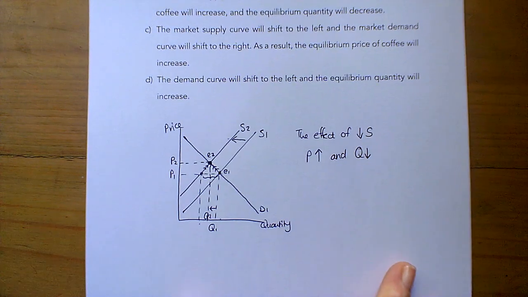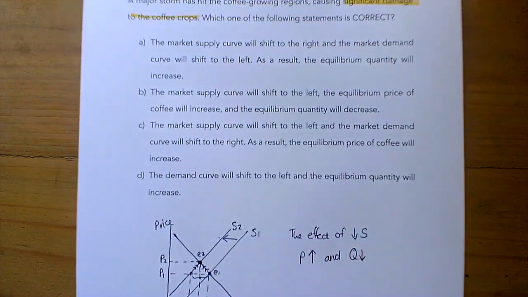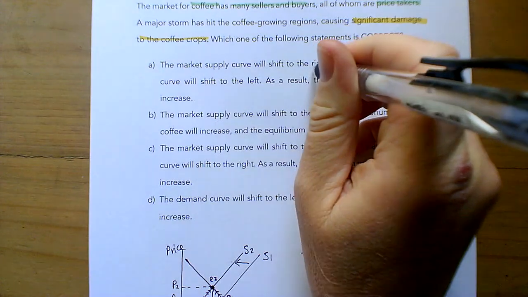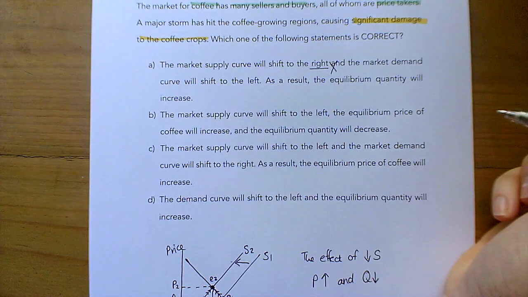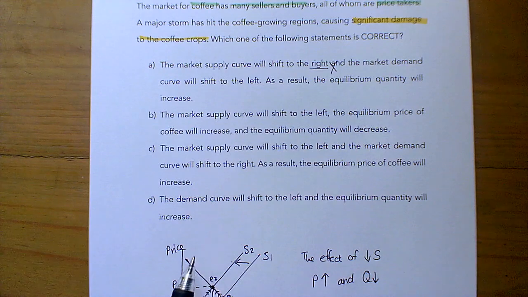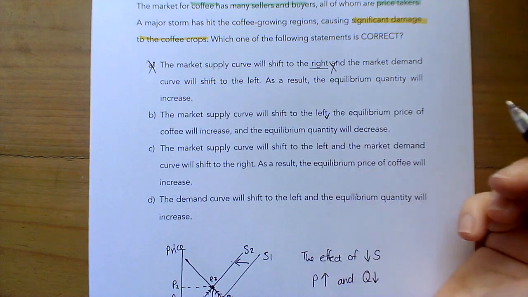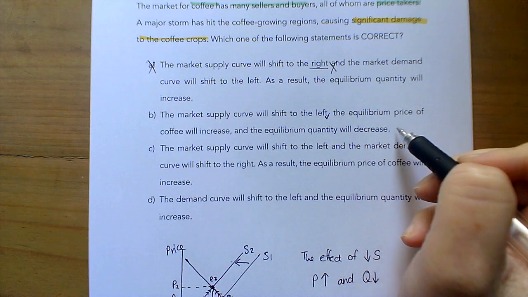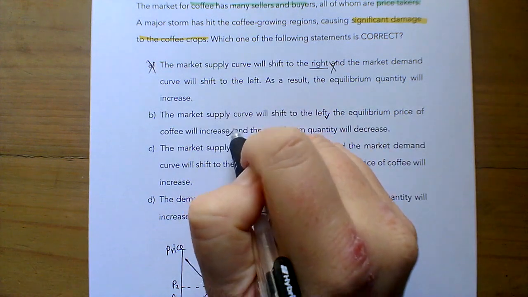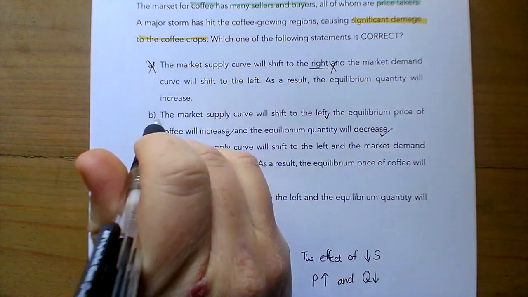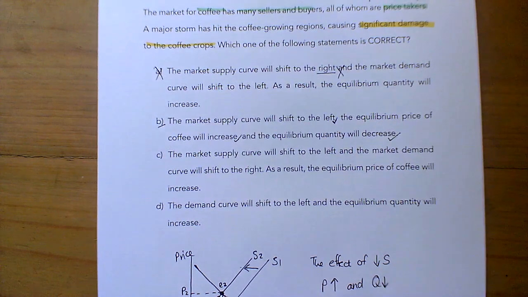So now we go to the answers to see which of these is correct. A says the market supply curve will shift to the right. That is incorrect. It's going to shift to the left. So A is wrong. B says the market supply will shift to the left. Yes. The equilibrium price of coffee will increase. Yes. And the equilibrium quantity will decrease. Yes. So this looks good.